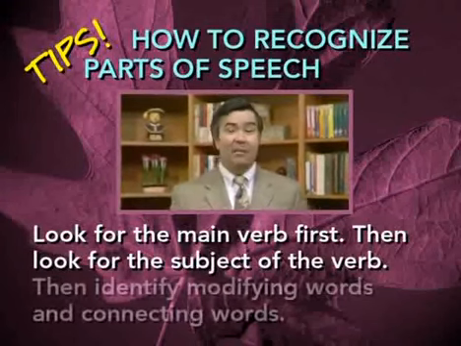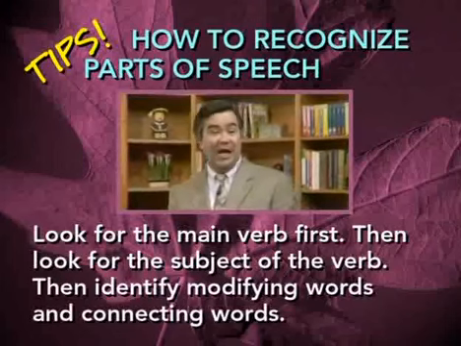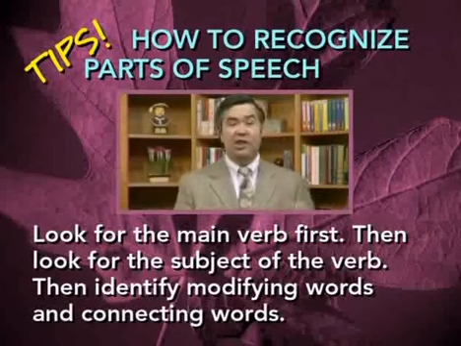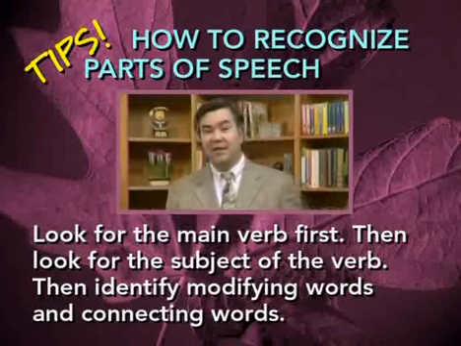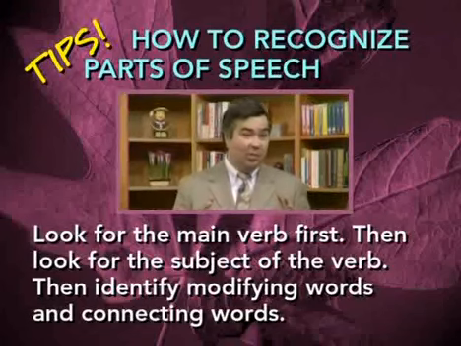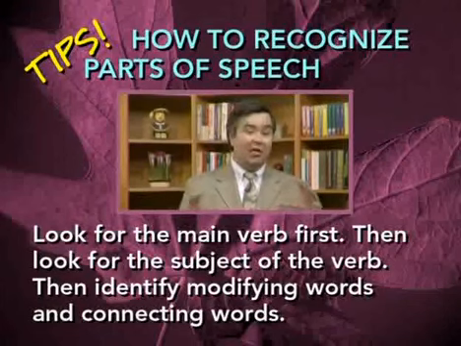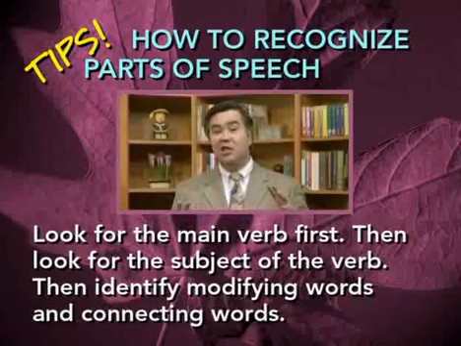You can identify the modifying words, adjectives, articles, and adverbs. You can identify the connecting words, the conjunctions and prepositions. And little by little you can fill out all the rest of the sentence and understand how it all works together. So begin by identifying the verb, then look for the subject of the verb, and gradually fill in the other parts of the sentence. That's usually the easiest way to understand the structure of a sentence.